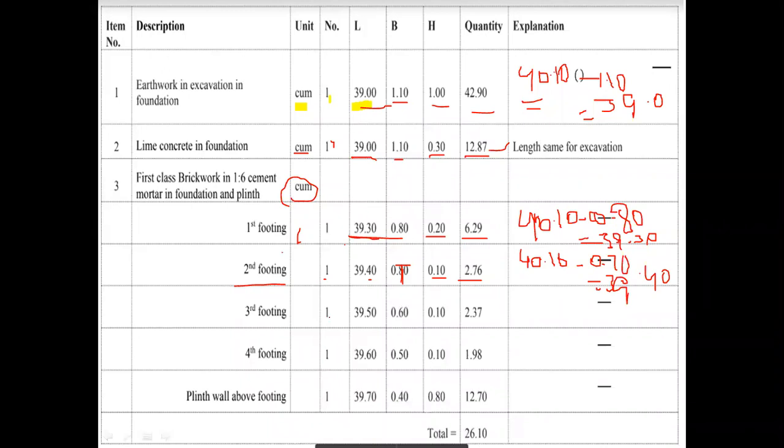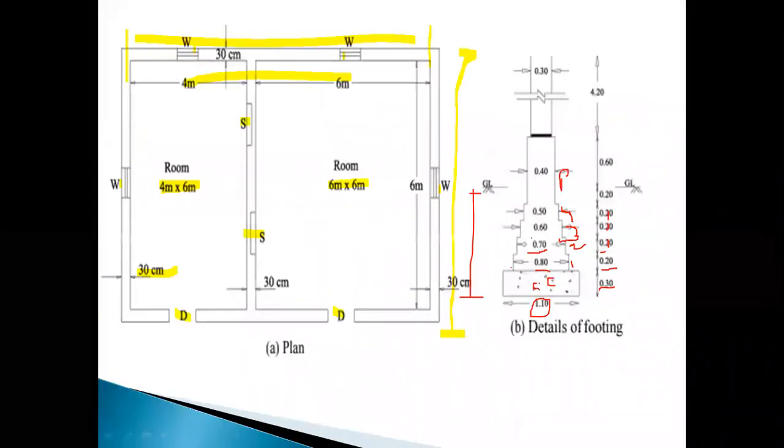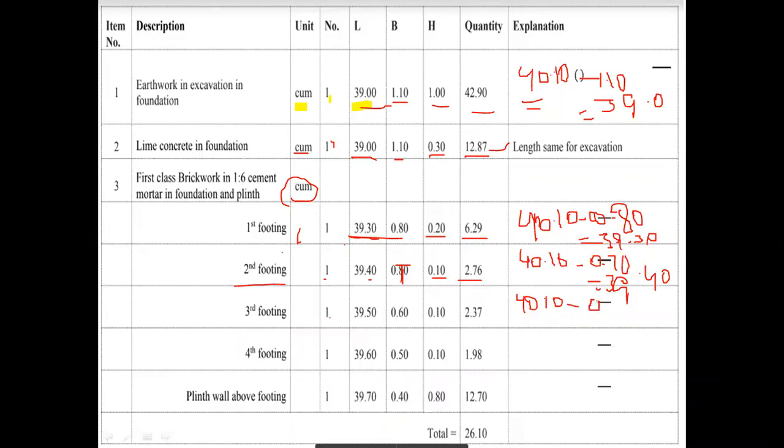Next, third footing, number 1, and here 40.10 minus breadth 0.60 and height 0.10, that is 39.5. Substitute, breadth is 0.60 and height is 0.10, that equals 2.37.